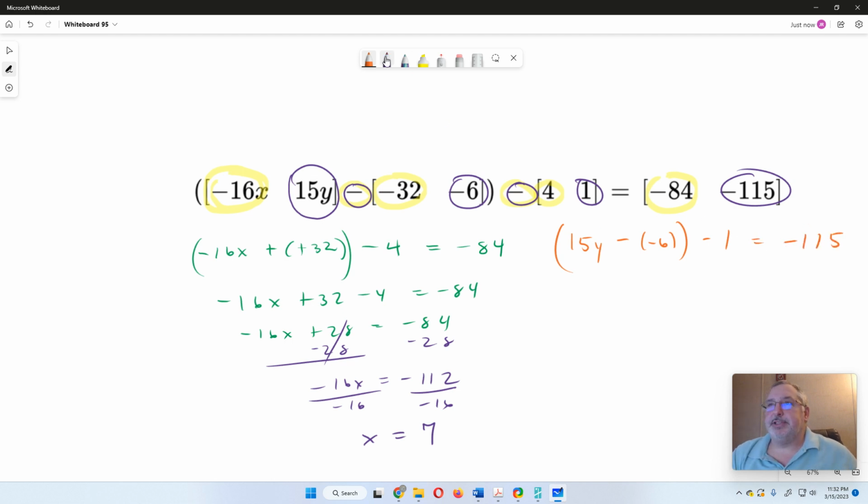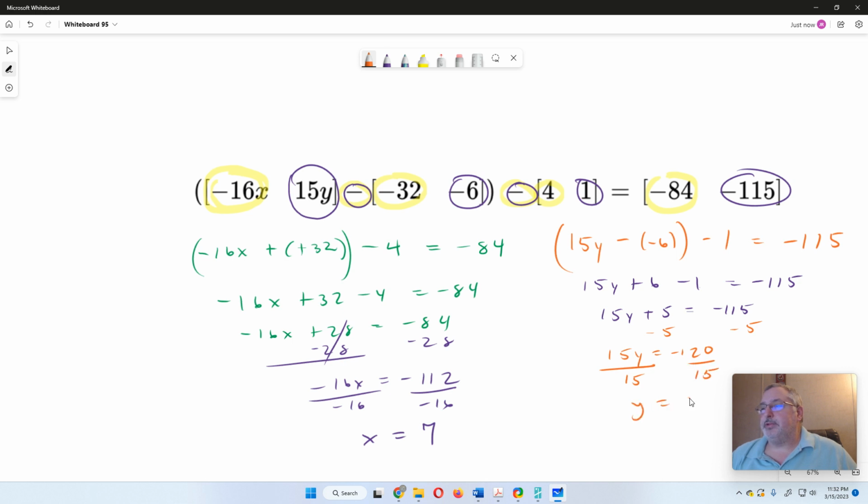So again, just solve from here. We got 15y plus 6 minus 1 equals negative 115. 6 minus 1 is 5. Subtracting 5 from each side gives us 15y equals negative 120. And if we divide by 15, we'll get that y equals 8. So that's how we do that first one.